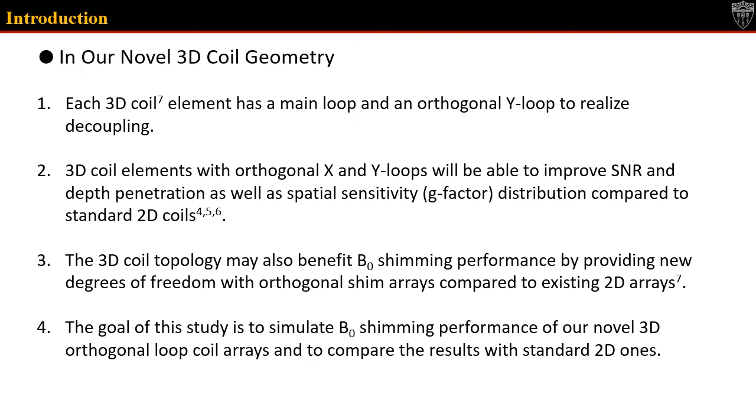3D coil elements with orthogonal X and Y loops will be able to improve SNR and depth penetration as well as spatial sensitivity distribution compared to standard 2D coils. The 3D coil topology may also benefit B0 shimming performance by providing a new degree of freedom with orthogonal shim arrays compared to existing 2D arrays. The goal of this study is to simulate B0 shimming performance of our novel 3D orthogonal loop coil arrays and to compare the results with standard 2D arrays.